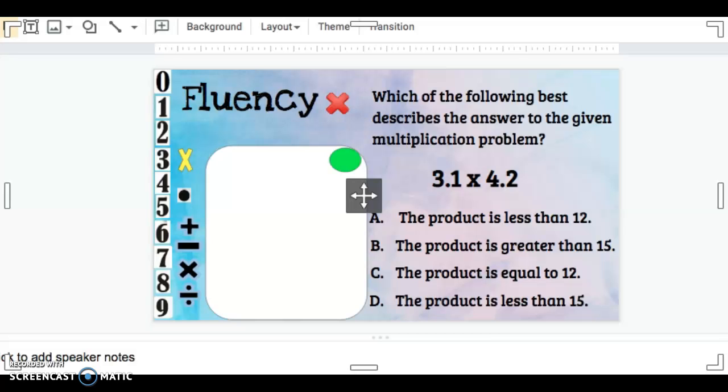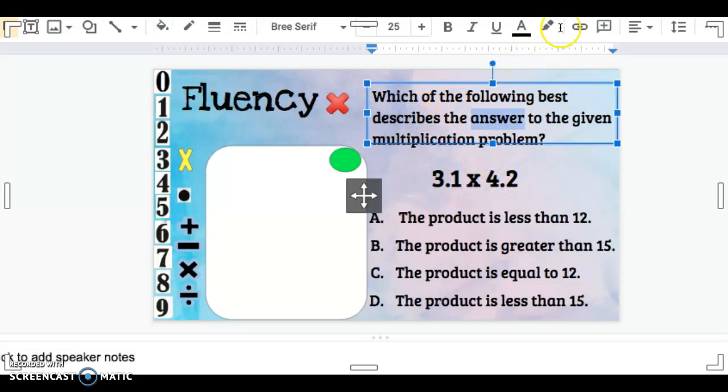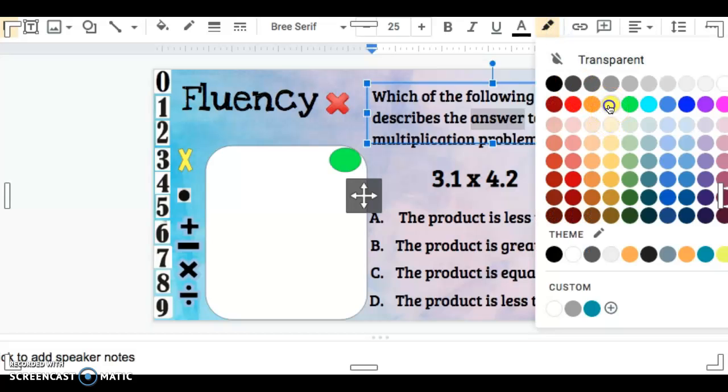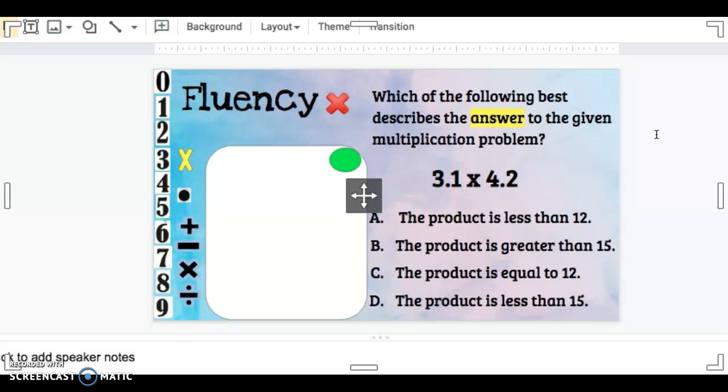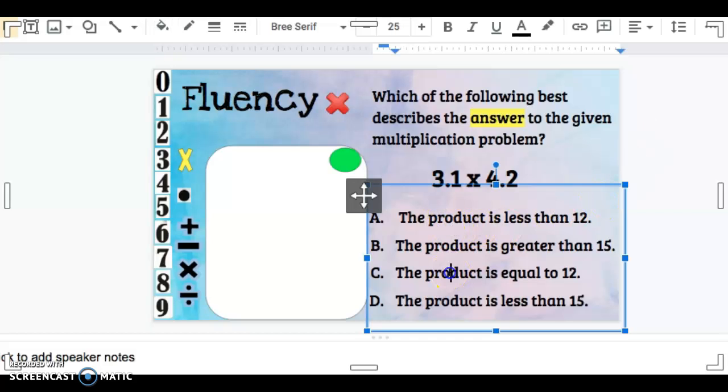Okay, so for fluency, it says, which of the following best describes the answer to the given multiplication problem? So they're asking for the answer to a multiplication problem. And when you're dealing with the answer to a multiplication problem, you're dealing with the word product. And if you notice, all of our choices here have the word product in them.